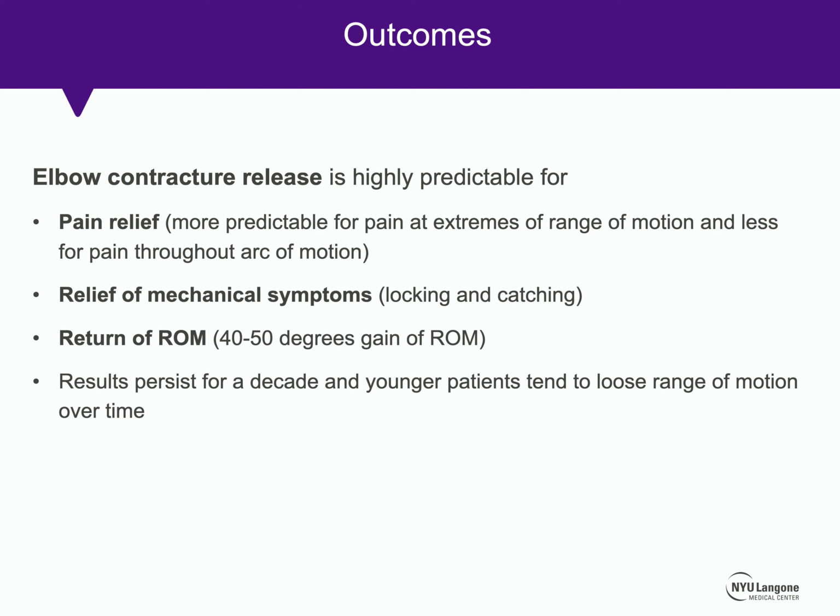And as I said, if the patient has pain at the extremes of range of motion, this operation would pretty much take away all the pain. But if you have pain throughout the arc of motion, which is more of a synovitic inflammatory pathology, the pain relief is less predictable. There is relief from mechanical symptoms by removing the loose bodies, and an average gain of range of motion after this procedure is between 40 to 50 degrees of flexion extension arc.